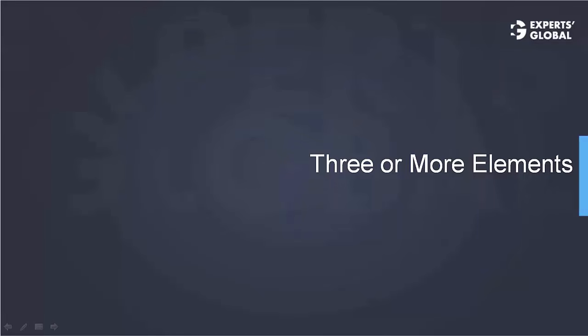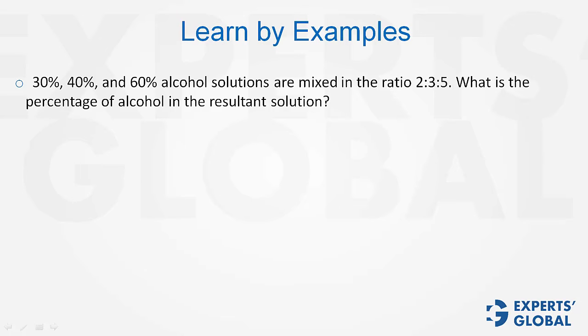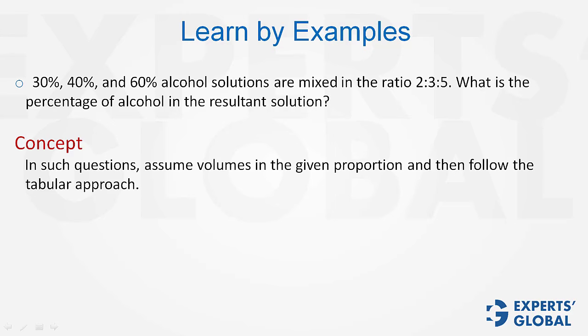Let's move on to the next concept. When 3 or more elements are involved, that means if 3 or more things are mixed up. Let's get on to learning by examples. Look at this question. Please try solving it yourself. The concept involved in these questions is that assume volumes in the given proportion and then follow the tabular approach.